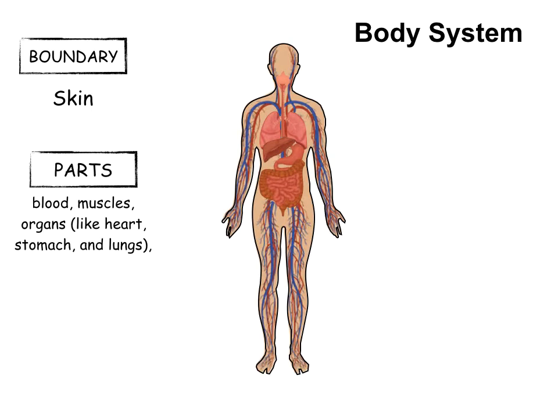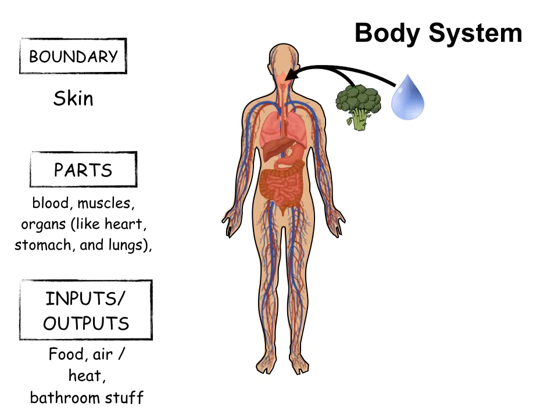You've got stuff inside of you. You've got parts like the blood, muscles. You've got organs like your heart, stomach, and lungs. There's so many different parts inside your body, and each of those make up the parts of your system. And then lastly, we've got things that come into our system and go out of our system. There's food, there's air that we take in, we give off heat, and we give off that bathroom stuff.